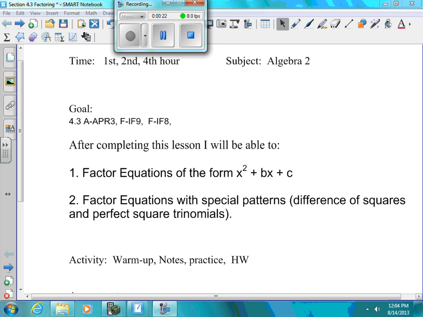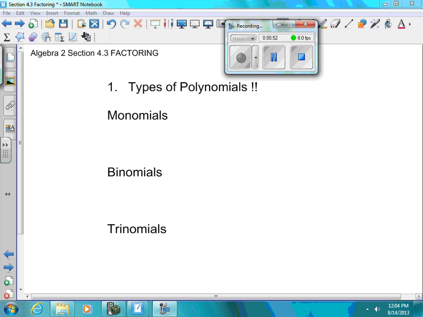So, number one, the first goal of this lesson, or I can statement, or I will statement: factor equations of the form x squared plus bx plus c. Factor equations with special patterns, aka difference of squares and perfect square trinomials. So make sure that you copy these down at the beginning of section 4.3 in your notes, so that I know you have those as the main goals of the lesson and what you really need to be looking for as you go through the notes.